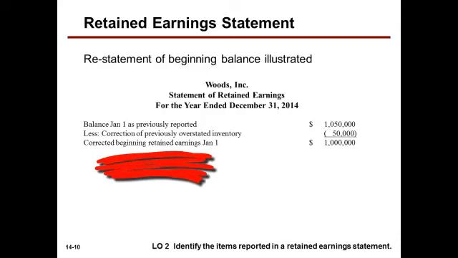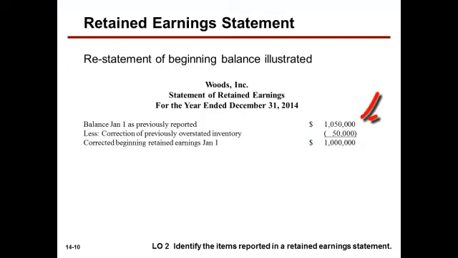This is an example of an error that was discovered that, in effect, allowed an overstatement of the previous year's income. Any previous year income is closed into retained earnings and increases its balance. So in effect, if we find an error related to the previous year, we back it out of that beginning balance as if it never entered retained earnings to begin with.